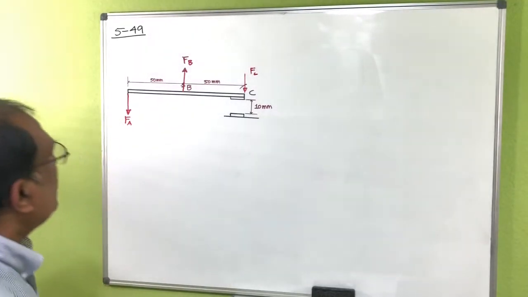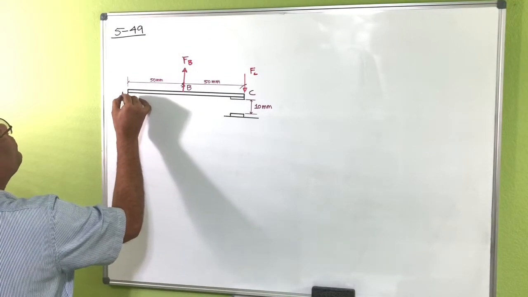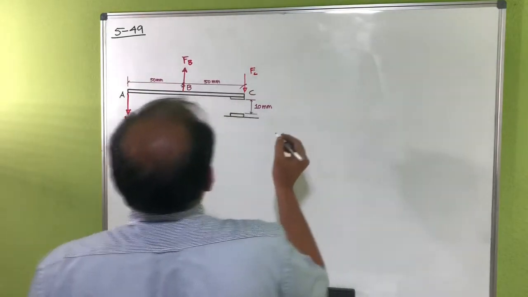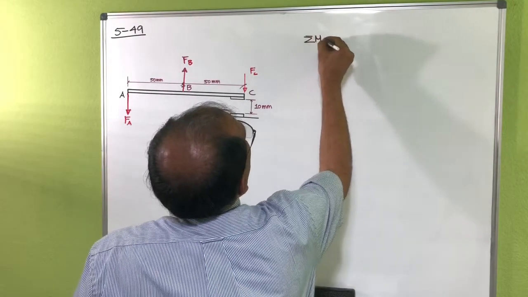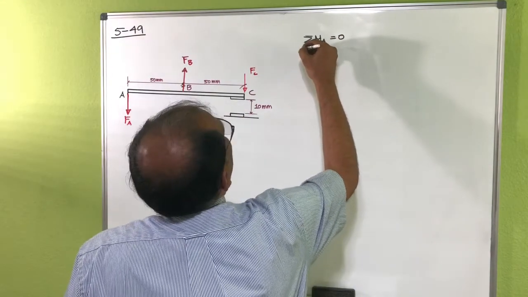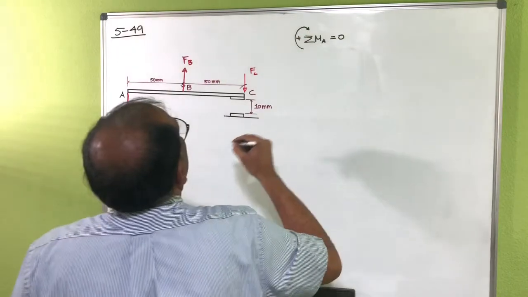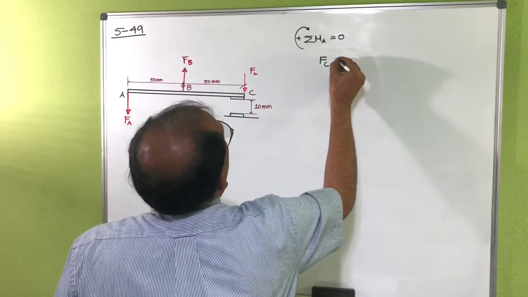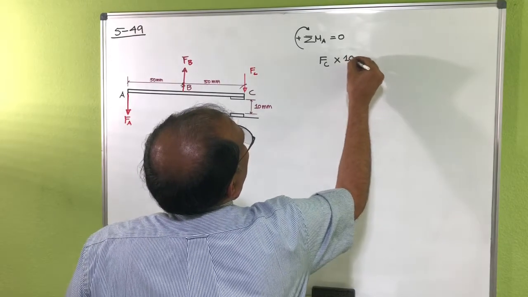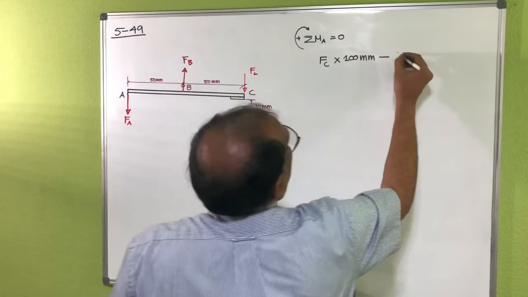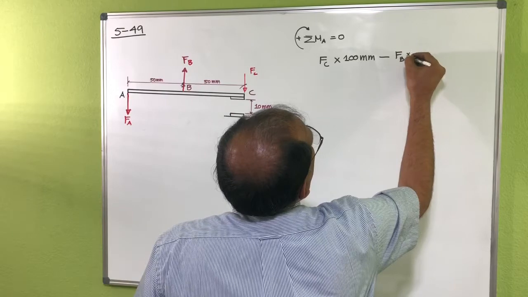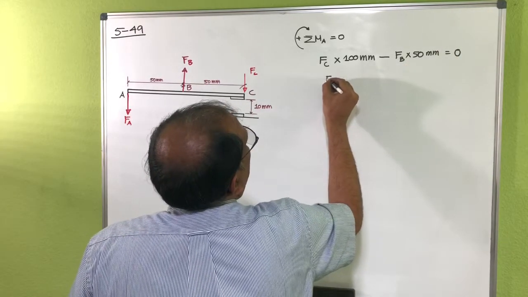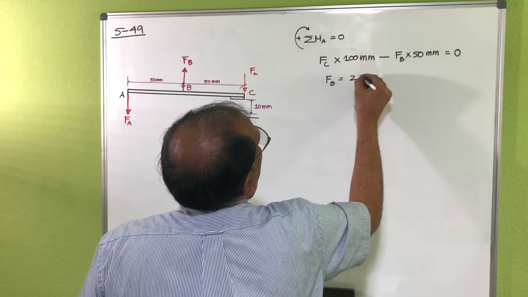Now, if you take a moment at A, or if you take a moment at B, that's up to you. But you can see here, let's say summation of moment at A equal to 0. Let's say this is clockwise. So Fc multiplied by 100 millimeter minus Fb into 50 millimeter, that's equal to 0. So you can see Fb basically equal to 2 Fc.